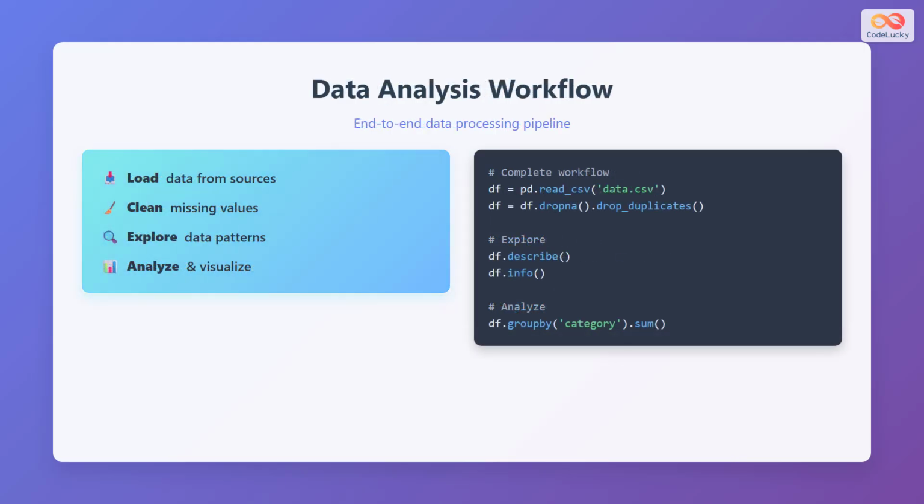A systematic data analysis workflow ensures reliable and reproducible results. Start by loading data from various sources using methods like read_csv, read_excel, or read_parquet. Next, clean your data by removing missing values with dropna and eliminating duplicates with drop_duplicates. Then explore your data using describe for statistical summaries and info for structural information. Finally, analyze your data using GroupBy operations, aggregations, and other techniques we've covered. This end-to-end pipeline transforms raw data into actionable insights, and following this systematic approach is exactly what interviewers want to see.